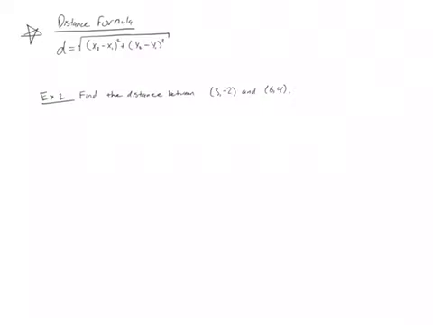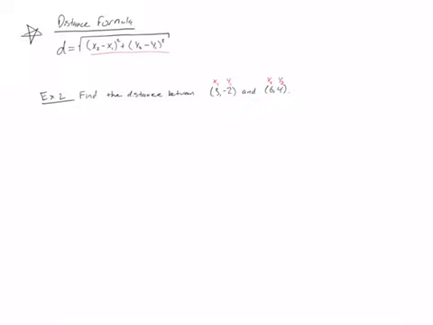So I'm just going to label this. This is going to be my first point. So I'm going to label this x1 and y1. Now here's my second point. So I'm going to label this x2 and y2. I label them that way so it makes it easier to plug in up here.